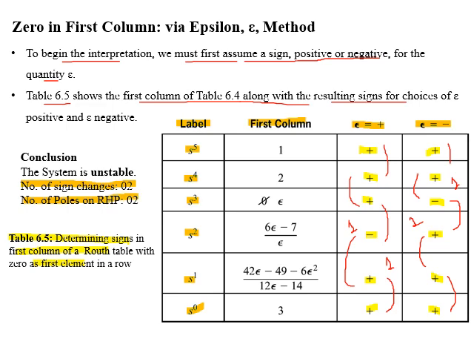Now it's a choice of the student whether he uses a positive value or a negative value of epsilon. For both values, we have the same result, that 2 poles of this system will be in the right half plane. So this system is an unstable system.